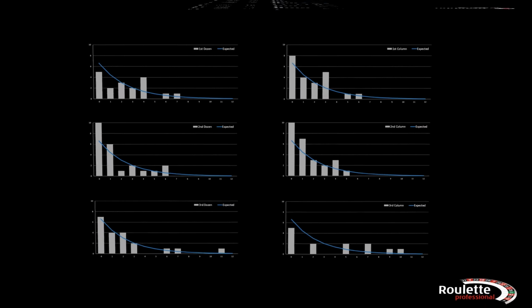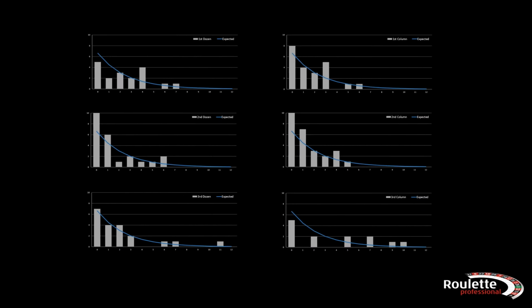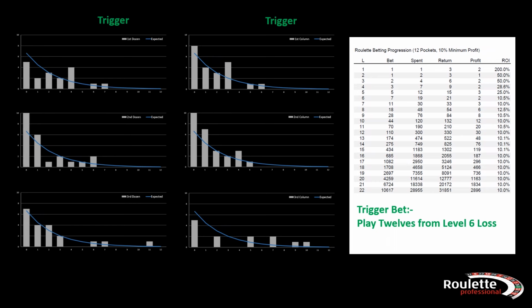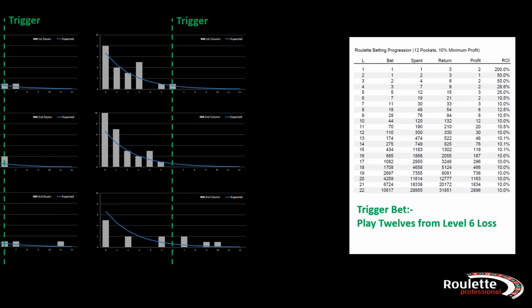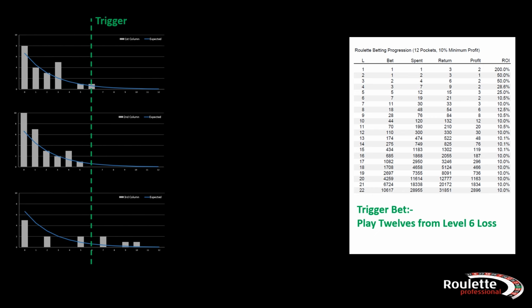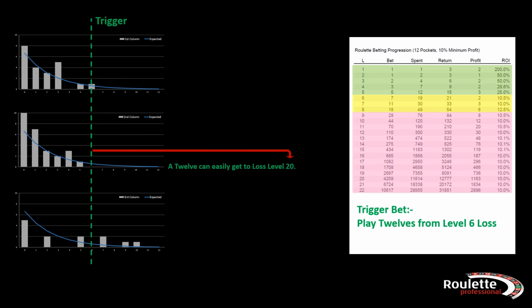There are other ways you can use the geometric chart information. This is important for anyone who plays trigger bets, where you wait for a specific set to lose for a number of times, and then start a progression. Let's say you play the columns waiting for 6 losses in a row before you start betting. If you had been doing that here, and the second column got to loss level 6, then without such insight, you might have happily placed a bet on the second column, and then wonder why it proceeded to lose beyond the scope of your progression.